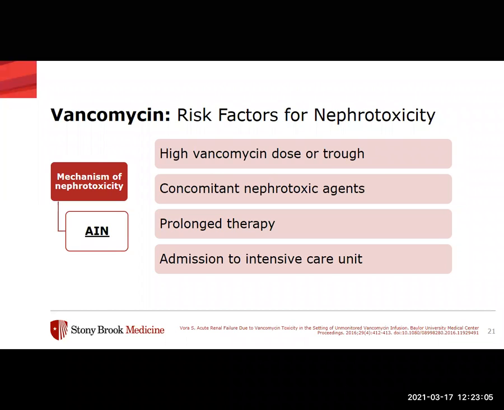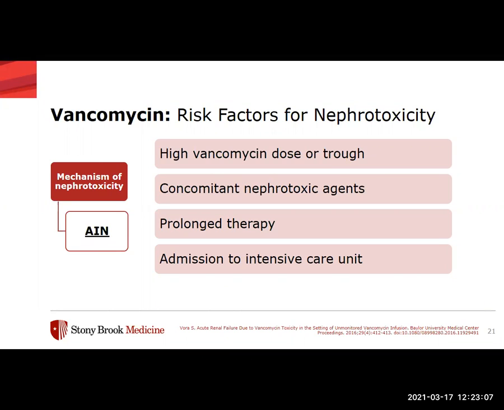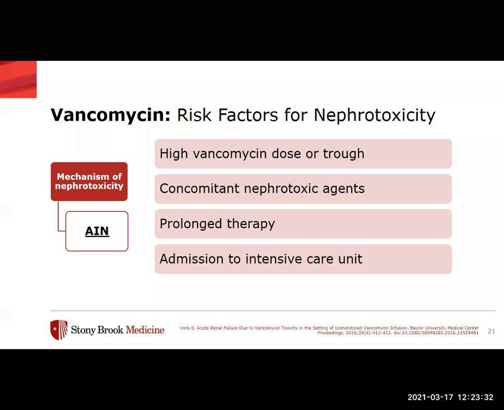There are a number of different risk factors that could accelerate or potentiate the risk of vancomycin-induced nephrotoxicity, which I have listed on this slide for your reference. So as you can see, the most documented risk factors include high vancomycin dose greater than 4 grams daily, or high vancomycin trough greater than 15 milligrams per liter, concomitant treatment with nephrotoxic agents, prolonged therapy greater than 7 days, and admission to an intensive care unit, especially with a prolonged length of stay.